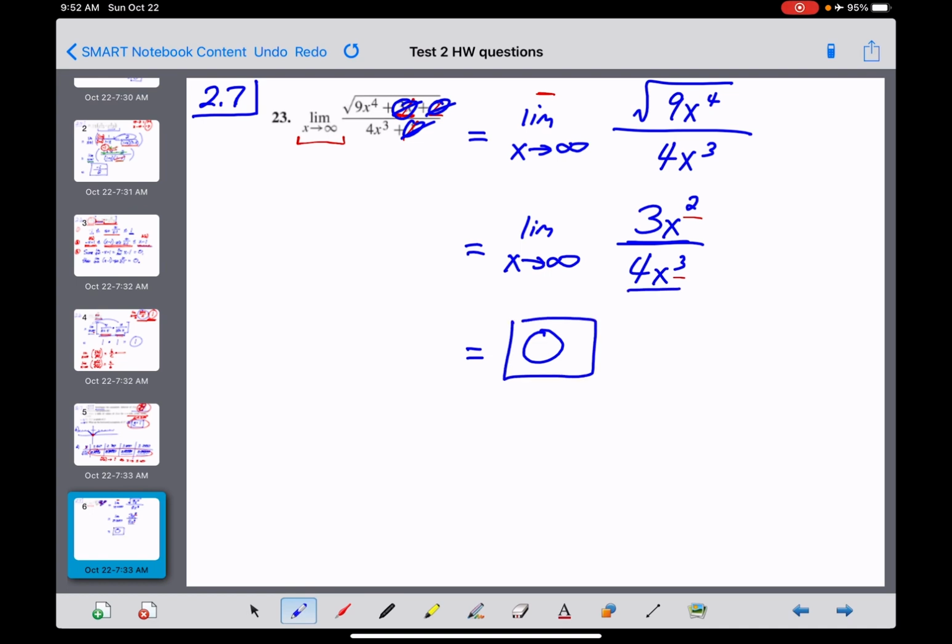So fuzzy math allows you to kind of ignore those negligible terms and just focus on the highest degree terms on both parts, which is only applicable because it's a limit as x approaches infinity.